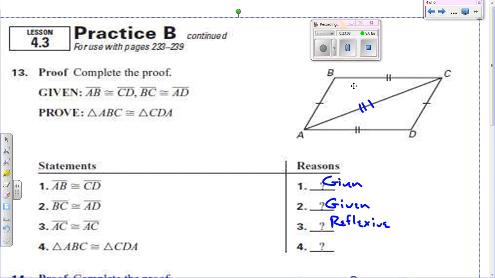Now, can we say that these two triangles are congruent? Yes, because all their pieces are congruent to each other. CD is congruent to AB, AD is congruent to BC, and AC is congruent to itself. So the two triangles are congruent, and the reason is side, side, side.